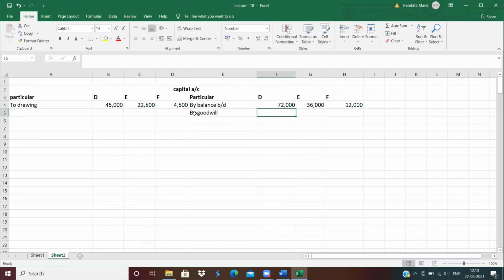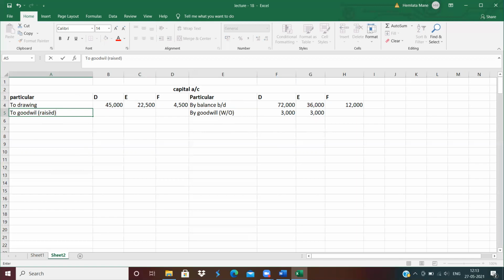6,000 distribute between D and E equally. So 3,000, 3,000. This is goodwill written off. Next, goodwill does not appear in the balance sheet. So the second effect, same account, debit side: to goodwill, in bracket write down raised.